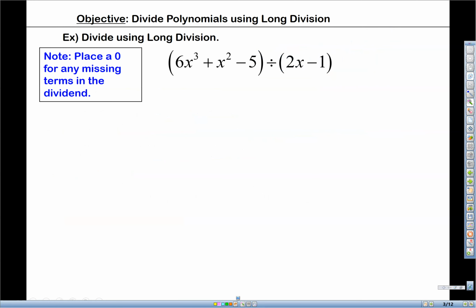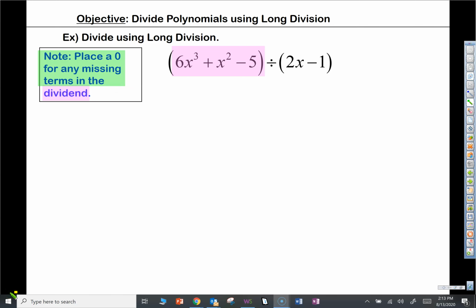One of the details that's super important to make sure that everything lines up properly is that when you're looking at your dividend, which is what we're dividing into, this right here, if our dividend has any missing terms after the first term, we're looking at the exponents and counting our way down to our constant, which is our -5. If there's any power of x missing or a constant is missing, we're going to put a 0 in that spot to hold the place for all of those types of terms.